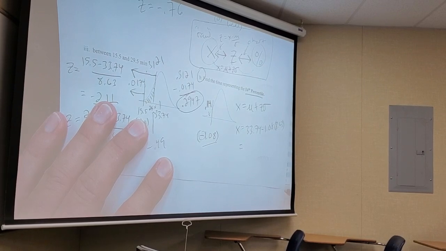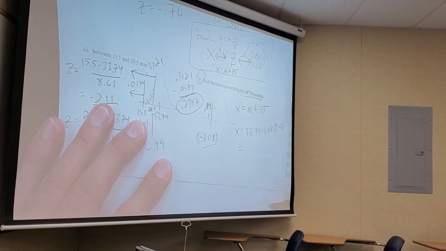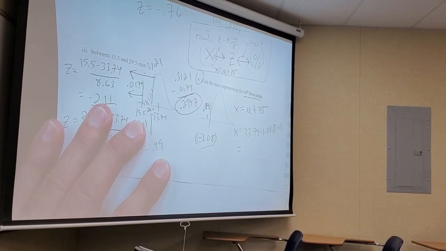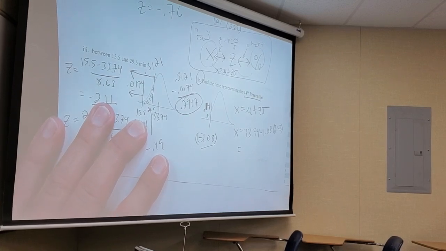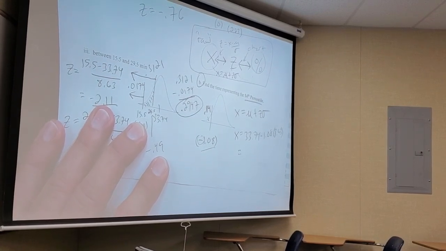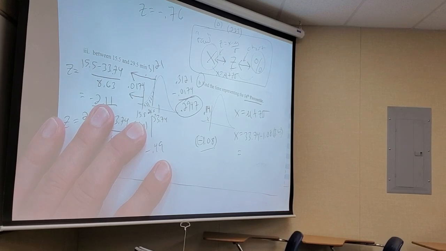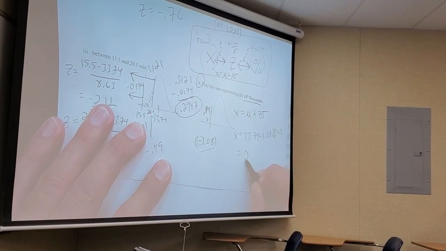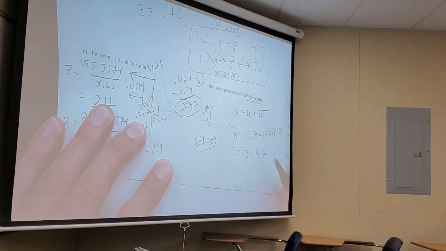9.4, 7.4, 20, 24.3, something like that. 24.42. 24.42? Okay, I can live with that.